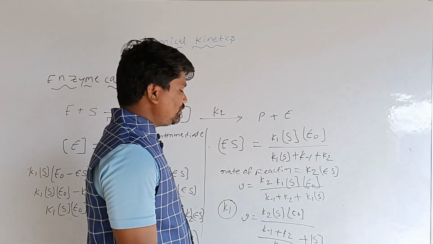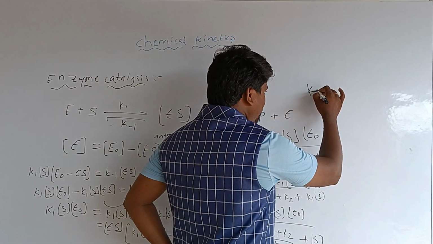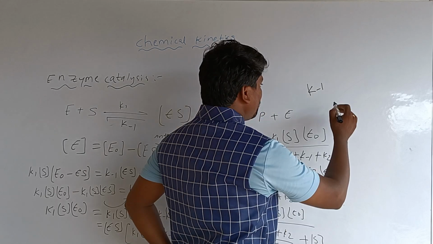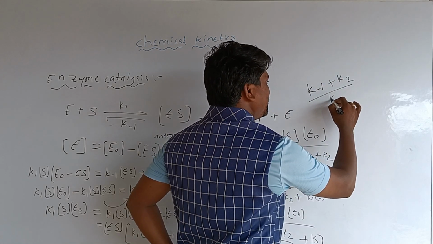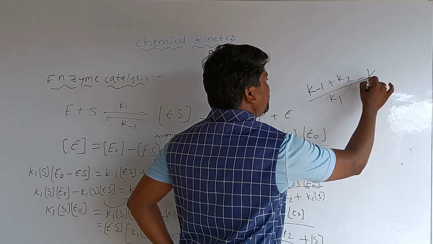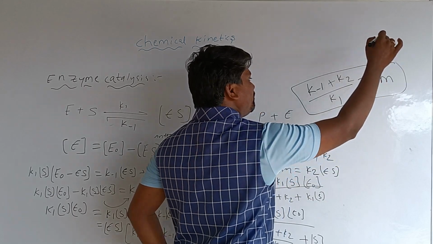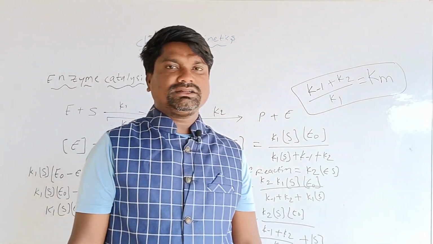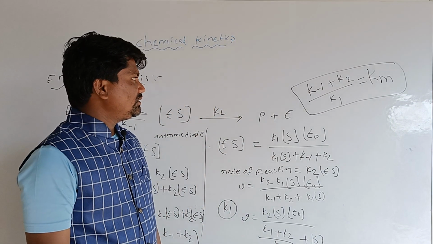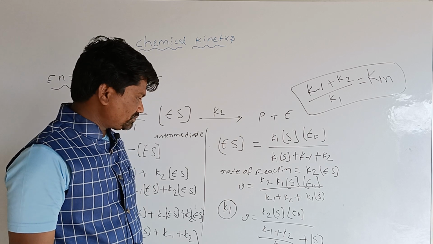Here the most important thing is K inverse plus K2 by K1 is equal to what? Km. This is the Michaelis Menten constant. Km is nothing but the Michaelis Menten constant.